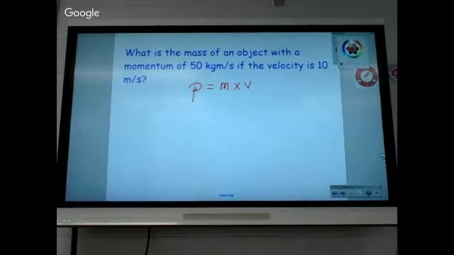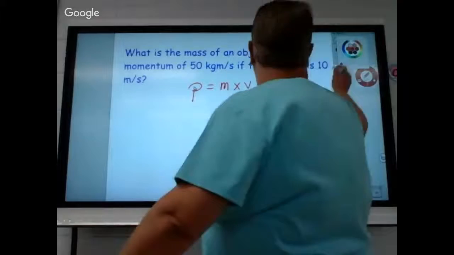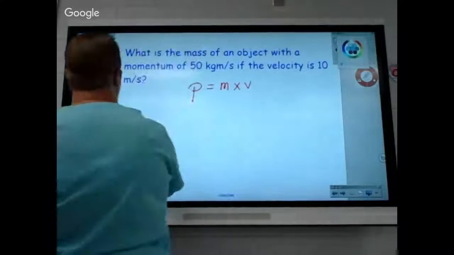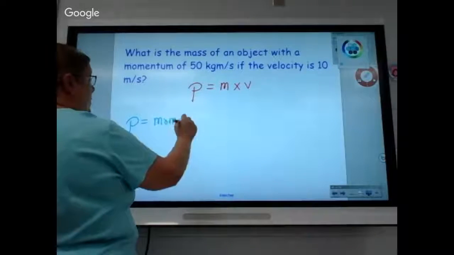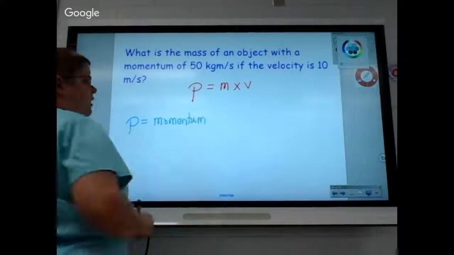Okay. Now, if you look to the right of that, as DeAndre just pointed out, F G weight. You see where it says P equals? What does it say P equals? Okay, so if you forget, you can see where it says P equals momentum. So if you forget, you can look it up.